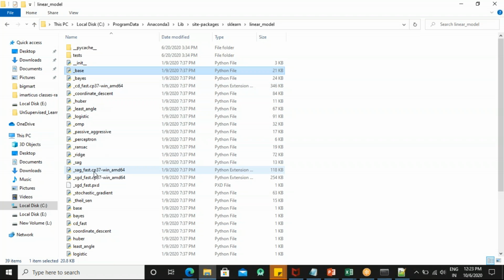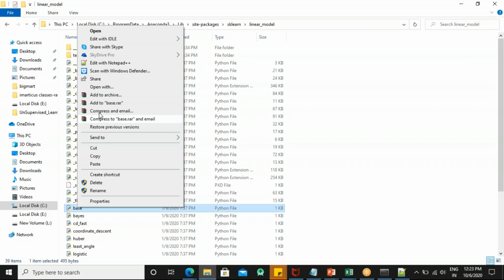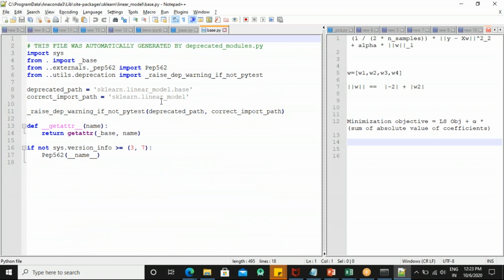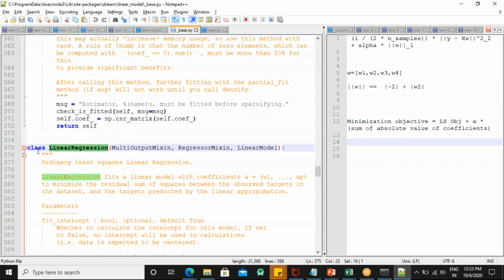If you ever don't find that exact file, always open the base file, because base file is the parent of all the files here. You can open this base file also, it's fine, whichever you want. But you won't see much of the details here. So if you see here, there is a class with the name of linear regression, which is the ordinary least squares, OLS.